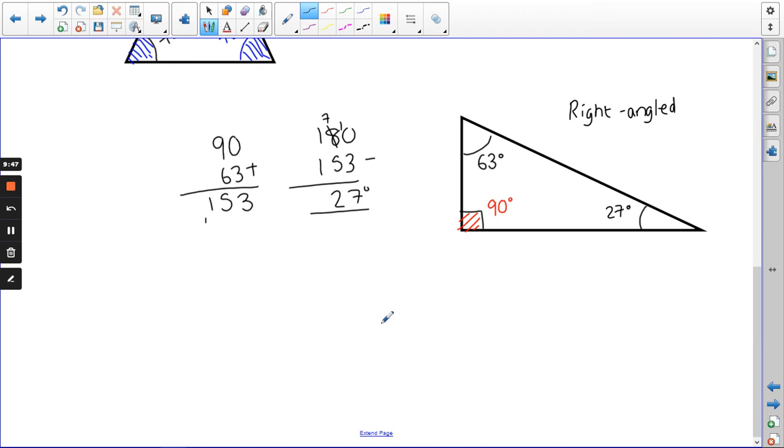On the worksheet there's a few triangle questions, so you could do those now, or you can go right the way through the video and do them at the end after we've done quadrilaterals. So when you're ready, go to the next slide with me, press play.